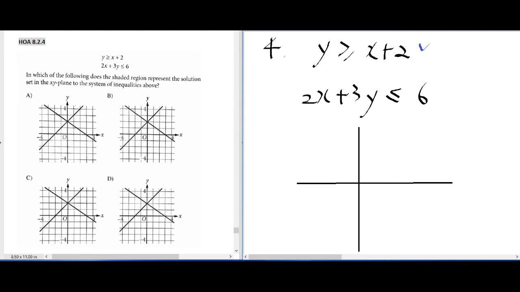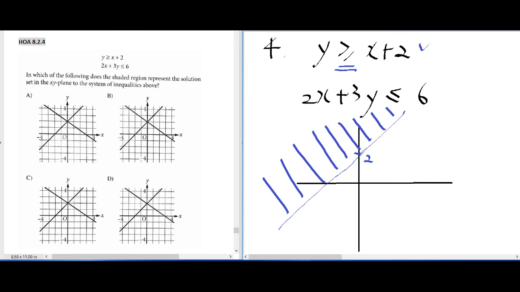Yes, this is slope-intercept form, right? The y-intercept is 2, like this one, and the slope is 1, so you just draw the line like this way. You understand? But this is greater than or equal to, so above this line. Don't forget this is 2, okay?